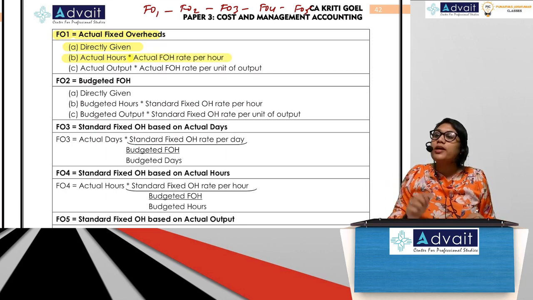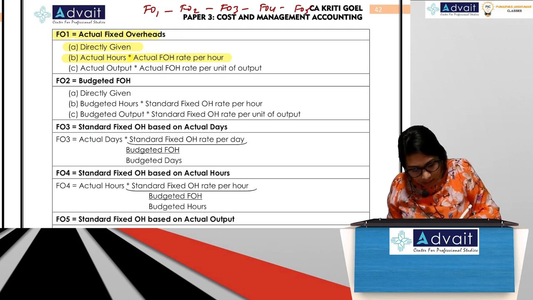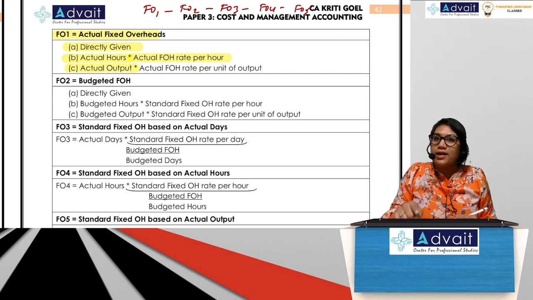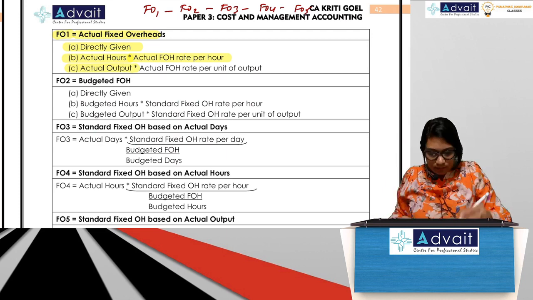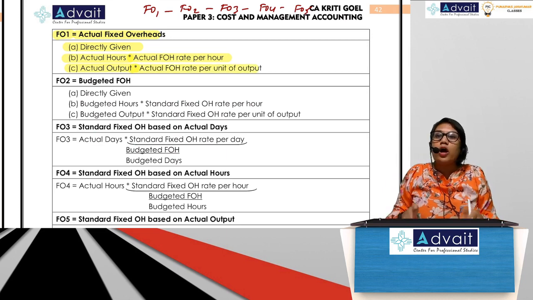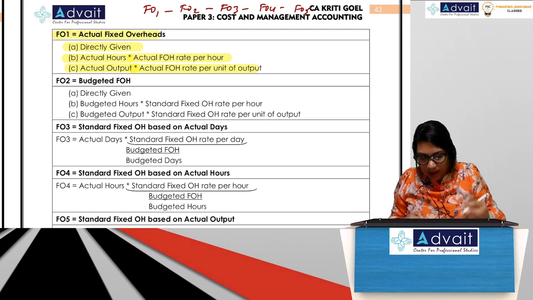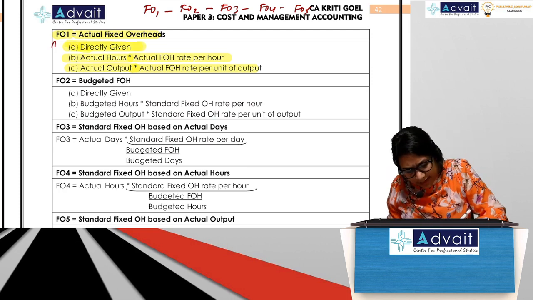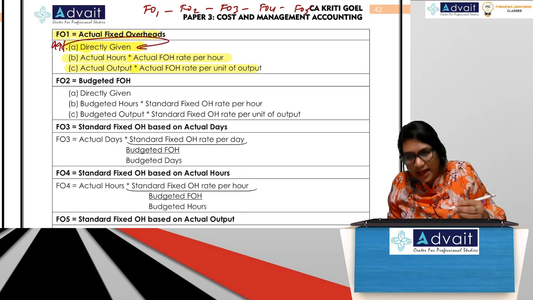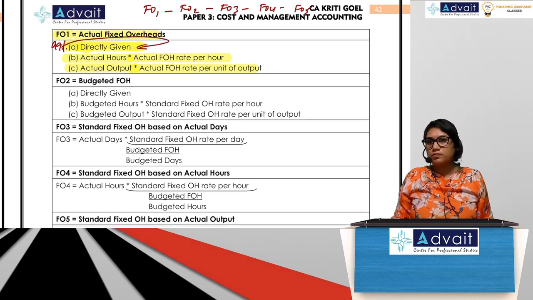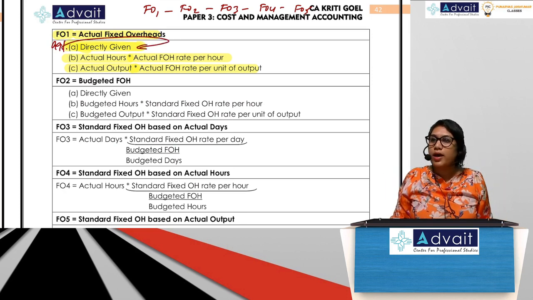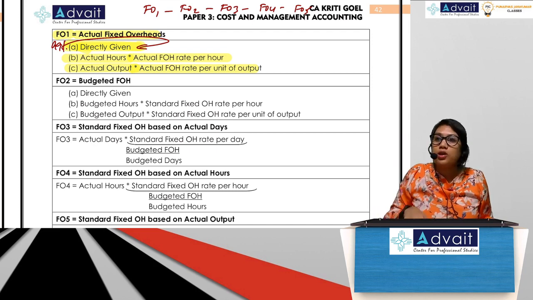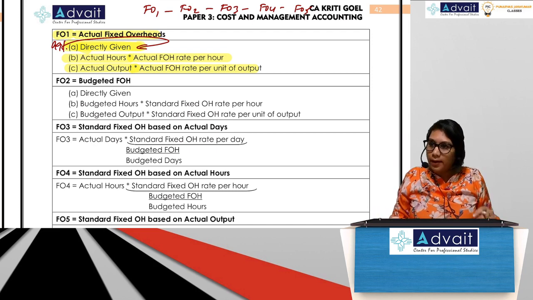Suppose you are calculating on output, then actual output into actual fixed overhead rate per unit. So whatever you want, you can use. Either it's directly given, and most probably 99% this will be directly given in the problem. Suppose it's not, then you can calculate it. Okay. Next.